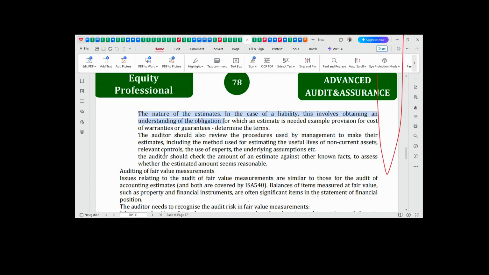The auditor should also review the procedures used by management to make their estimates, including the method used for estimating the useful life of a non-current asset. For instance, your client says that normally motor vehicles are 4 years. That is their estimated useful life. But your own organization, you say your motor vehicle is 3 years. You need to justify it. How do you justify that?